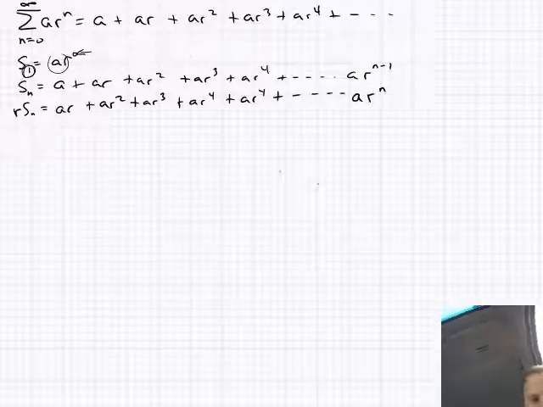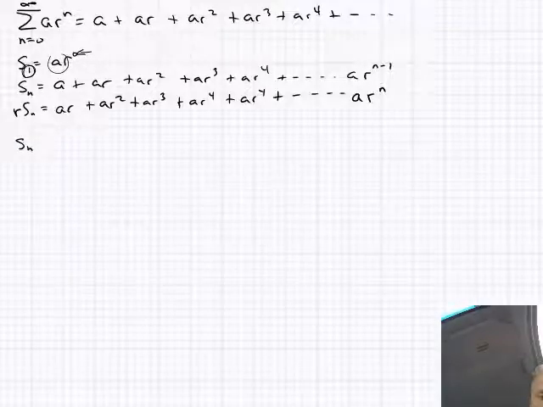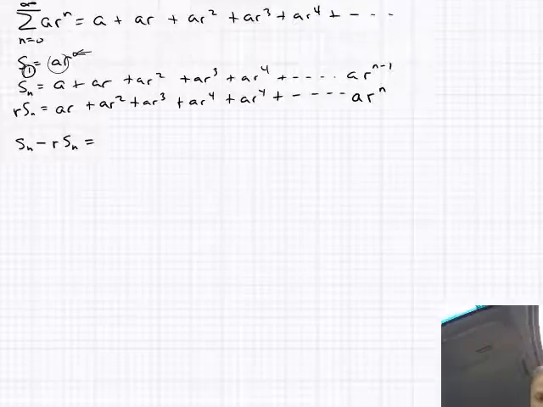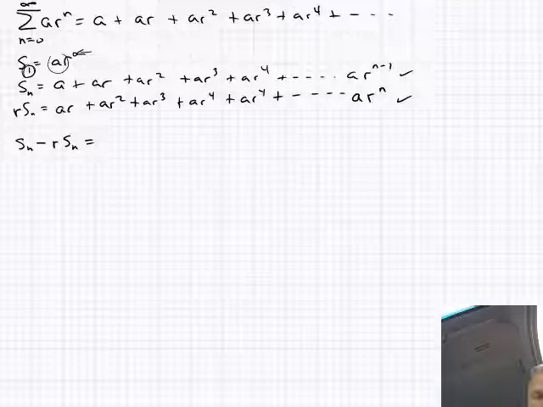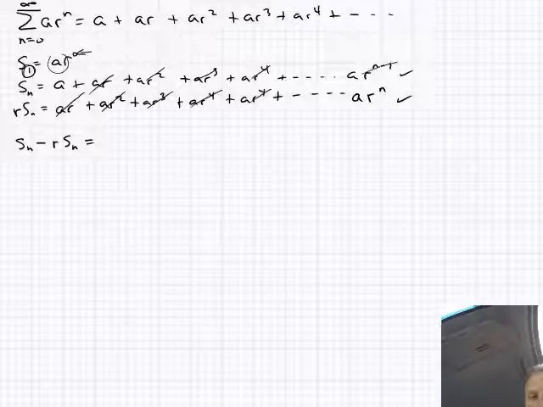Then let's look at S sub n minus r S sub n. Let's take this minus this. And if we do that, look what happens. These will cancel, these will cancel, these will cancel, these will cancel, these will cancel, this will cancel from whatever's before that. And I'll be left with this minus this.